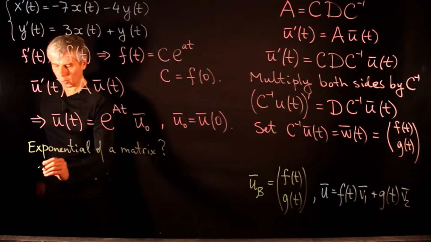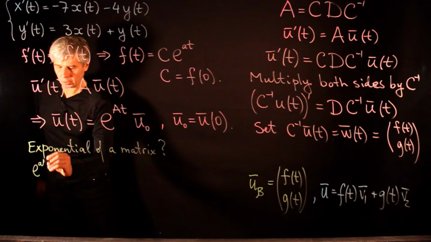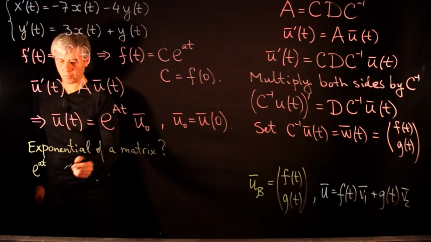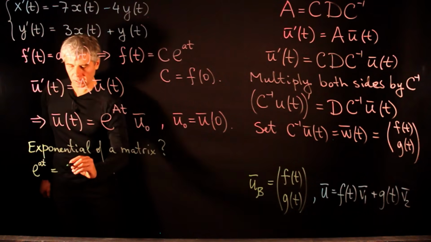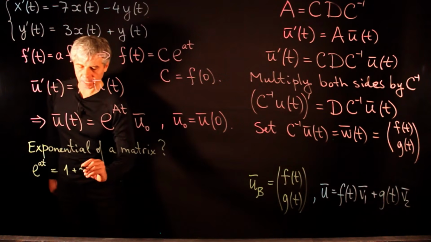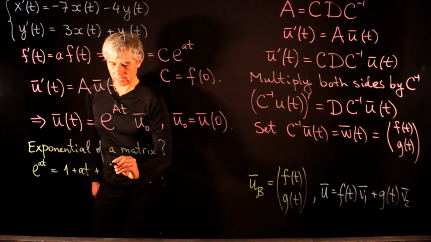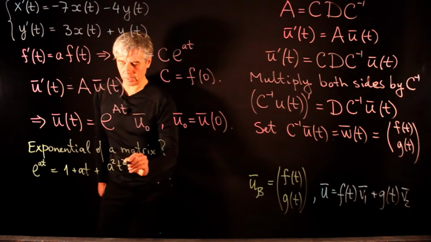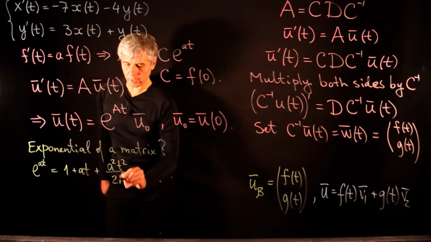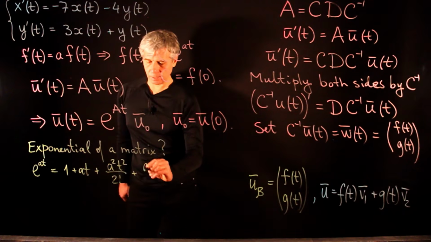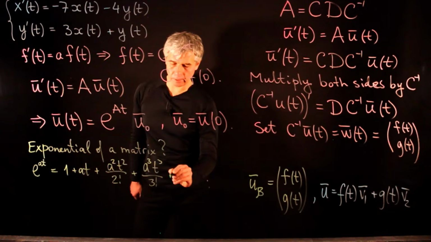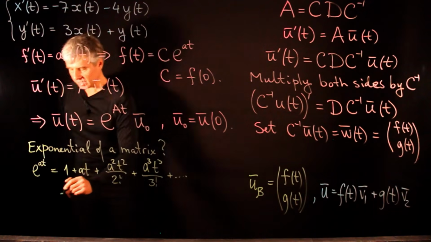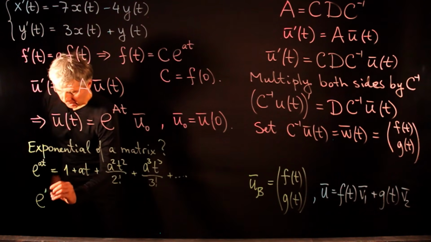So first we recall what is the usual exponential. For the usual exponential, one way of defining it is using the Taylor series. So this is 1 plus at plus a squared t squared over 2 factorial plus a cubed t cubed over 3 factorial, and so on. The same can be done for matrices as well.